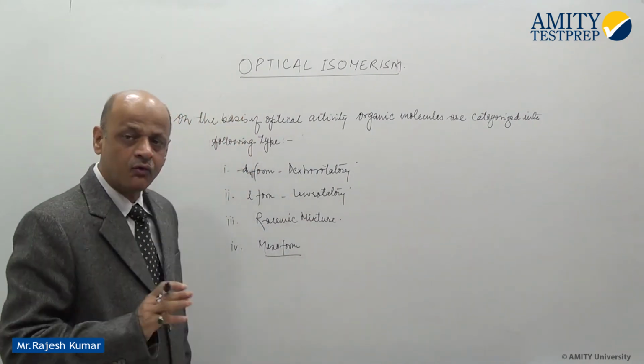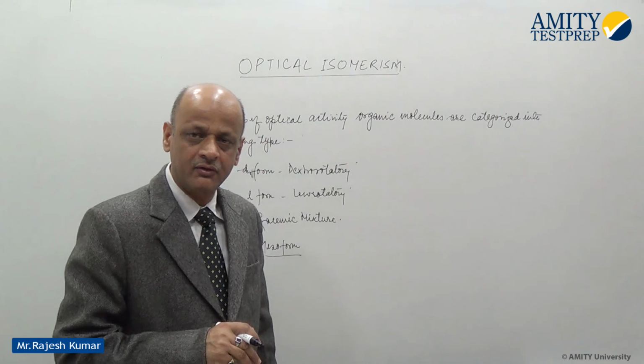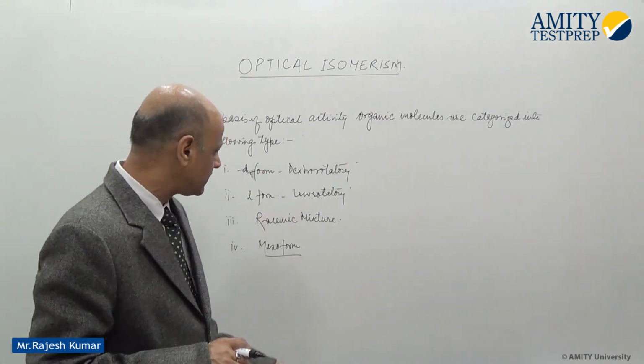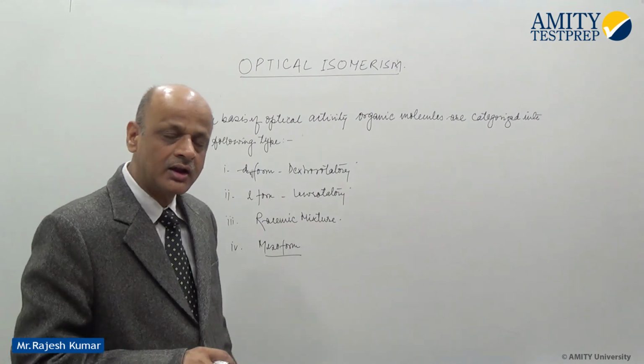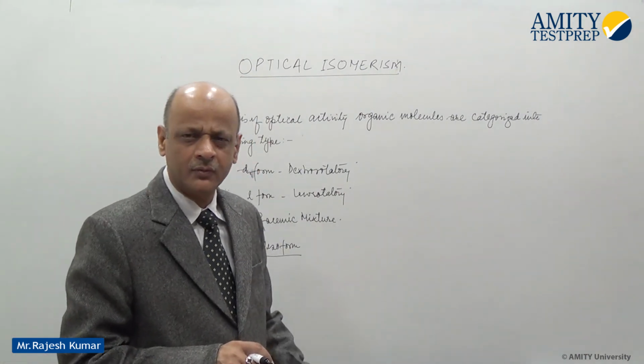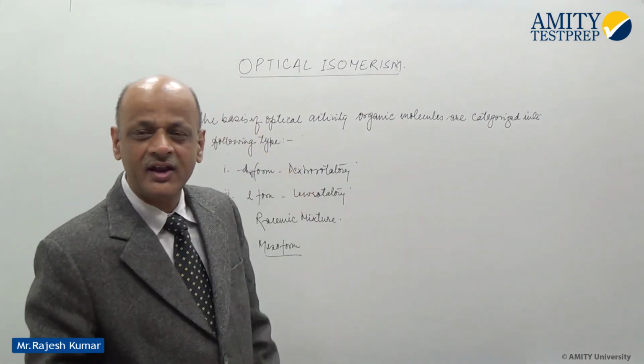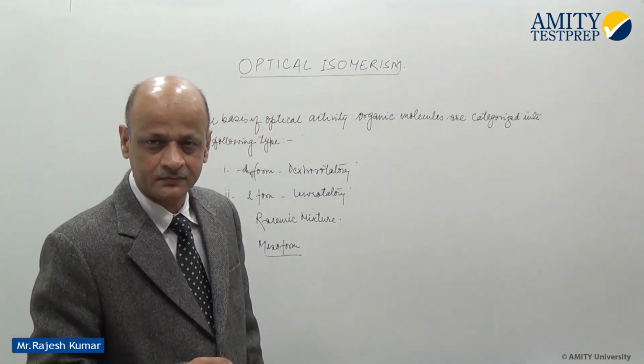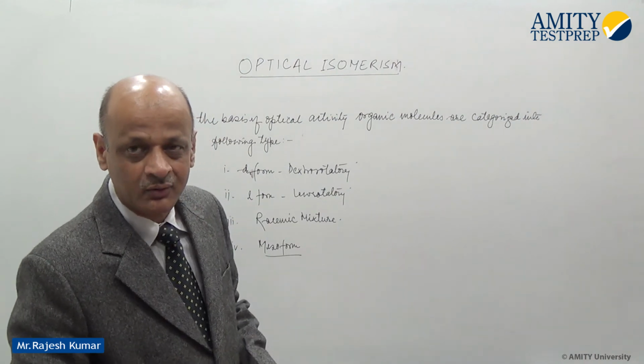So, there are four types of organic molecules available here. One is called dextrorotatory, another is called levorotatory, another is called racemic mixture, another is called mesoform. The upper two are optically active, but the lower two are optically inactive. How? We will discuss each one by one.